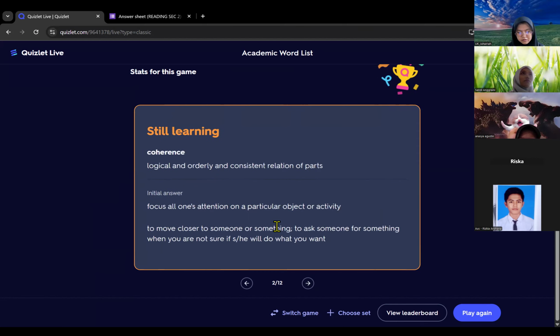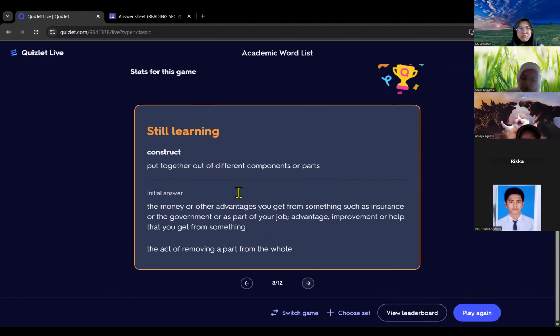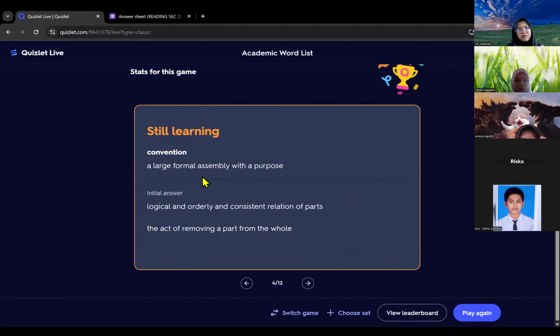And then another word many of you make a mistake with, coherence. Coherence means logical and orderly and consistent relation of parts. Bagian-bagian yang logis dan teratur dan konsisten. And then there's also construct, to put together out of different components or parts. Merangkai sesuatu dari komponen-komponen yang berbeda. And then convention, a large formal assembly with a purpose. Assembly means acara berkumpul. So acara berkumpul formal dengan tujuan, with a purpose, a convention.